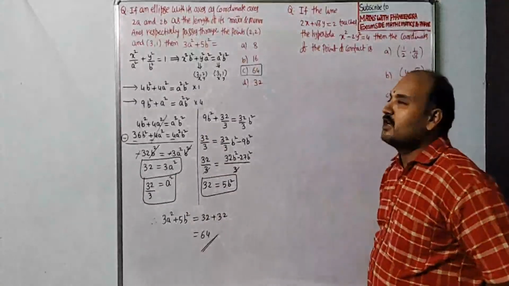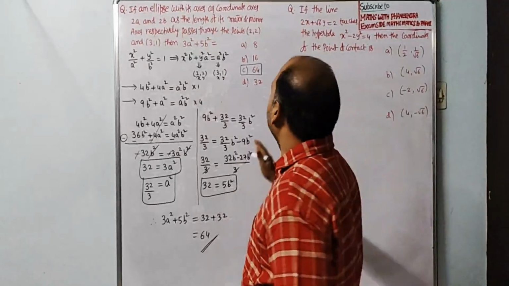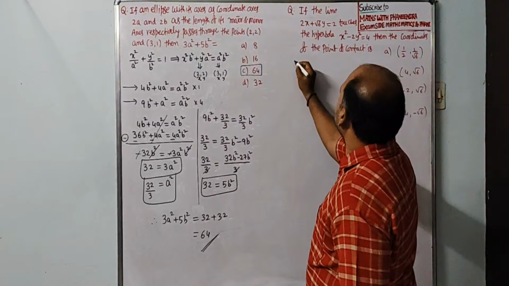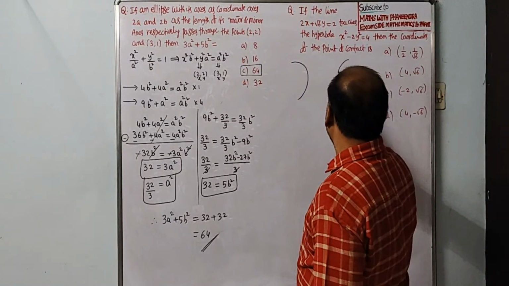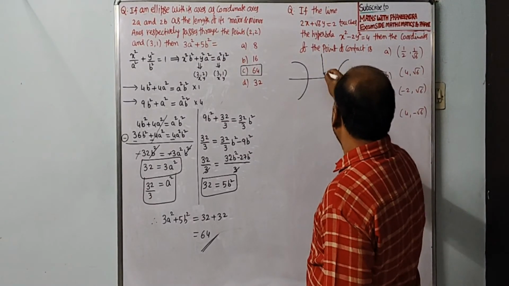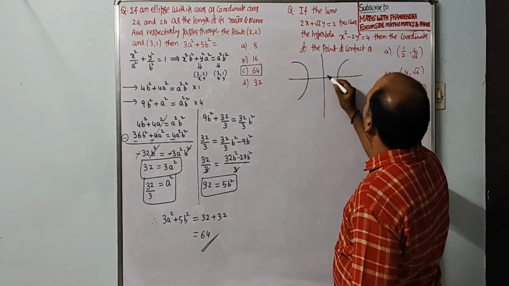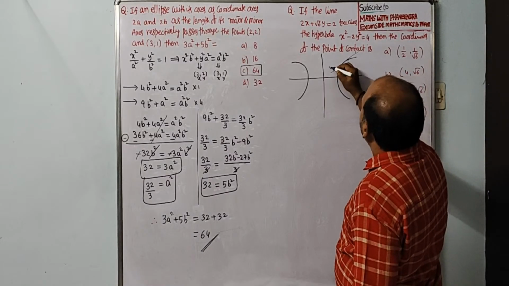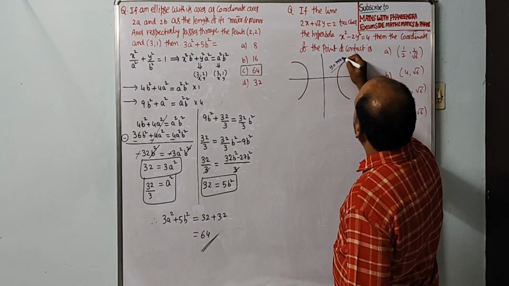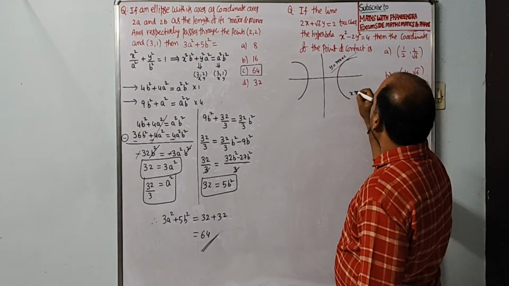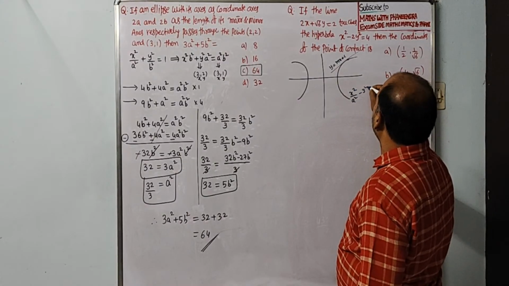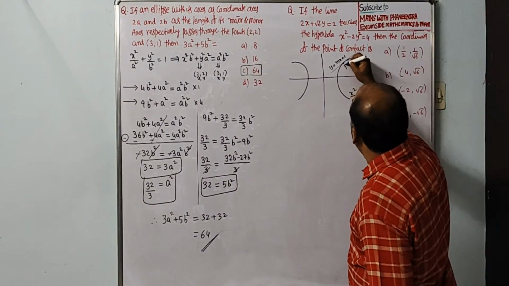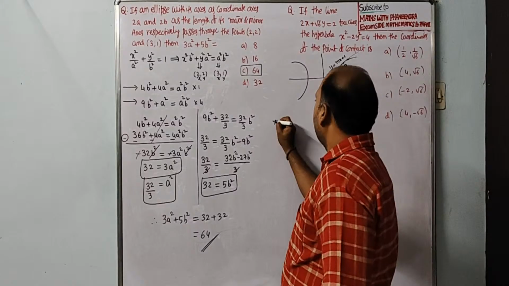We'll move to the last question in this session. It is related to the hyperbola. If a line touches the hyperbola, this is the hyperbola figure, the line is touching either here or here. Y is equal to mx plus c touching the hyperbola x square by a square minus y square by b square equal to 1. Then what is the point of contact P? Important point.